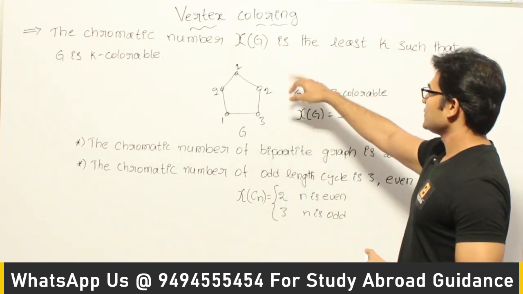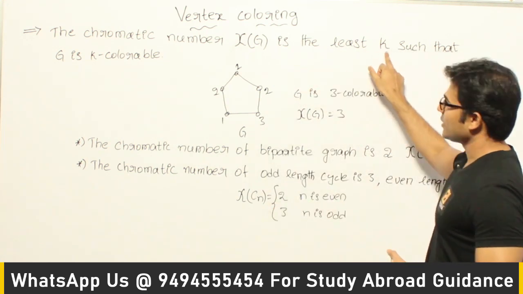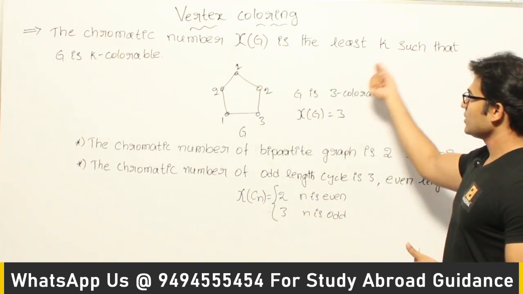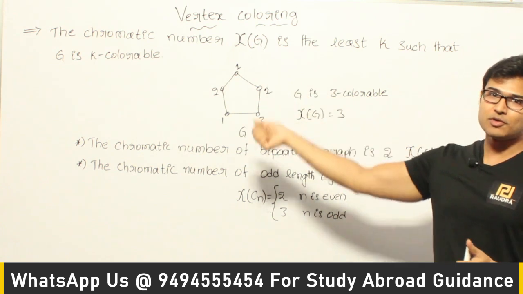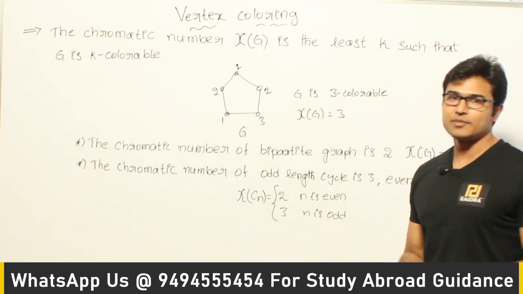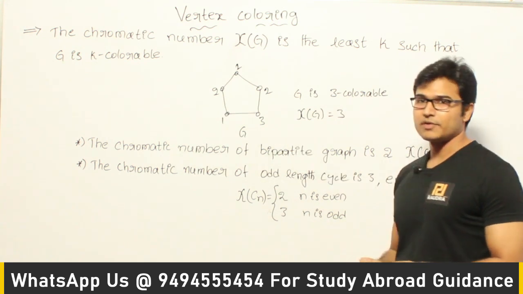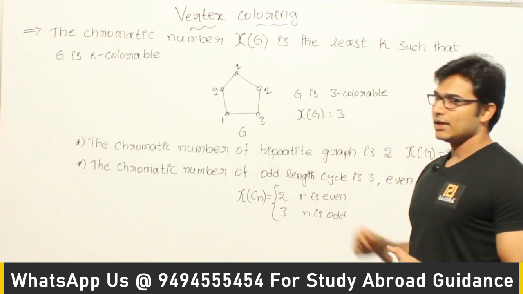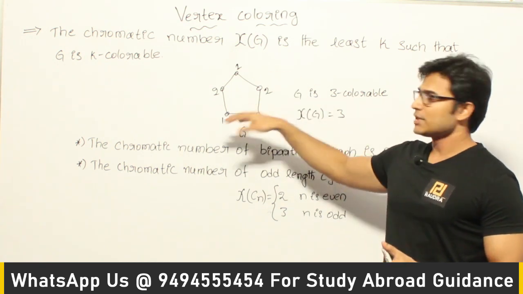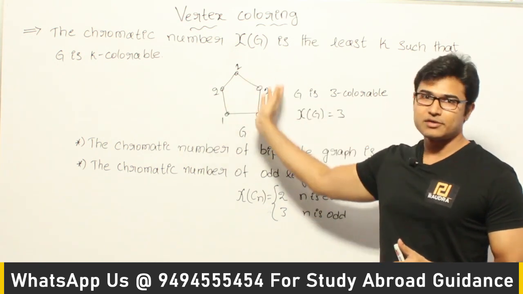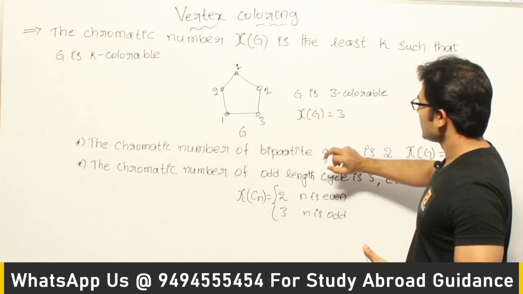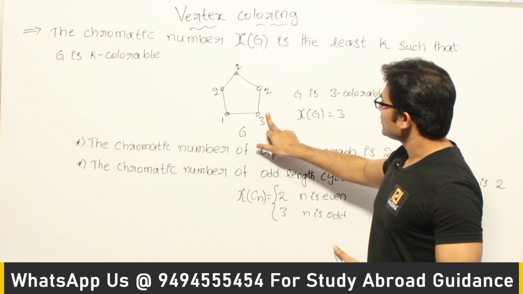The chromatic number χ of G is the least k such that G is k colorable, which means you should find out the least number with which you should be able to color all the vertices in such a way that no two vertices are having the same color. Now in this case, if you observe it, we need 3 colors. You cannot color with less than 3 colors. Since it is a small graph, you can check it and verify it.